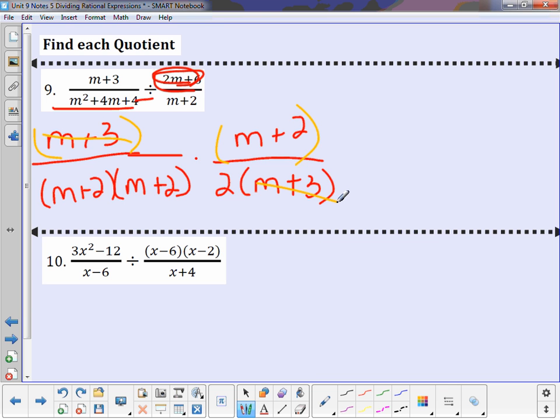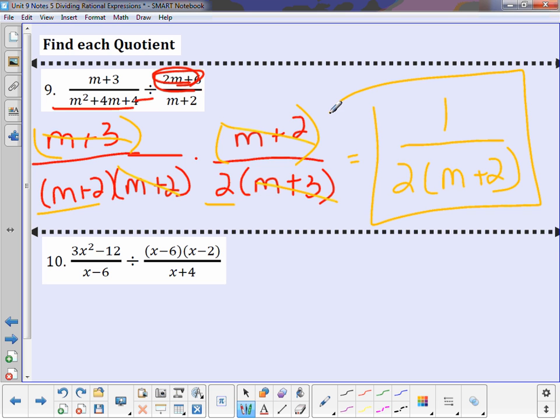So I can cancel those out, and I can cancel those out. So what you're going to notice here is that your top completely cancels. That doesn't mean that your bottom is going to become the top, okay? That means we're just going to put a 1 in place of the top. So you're going to have a 1 on top, and then on the bottom, 2 times m plus 2. And this is your fully simplified rational expression.